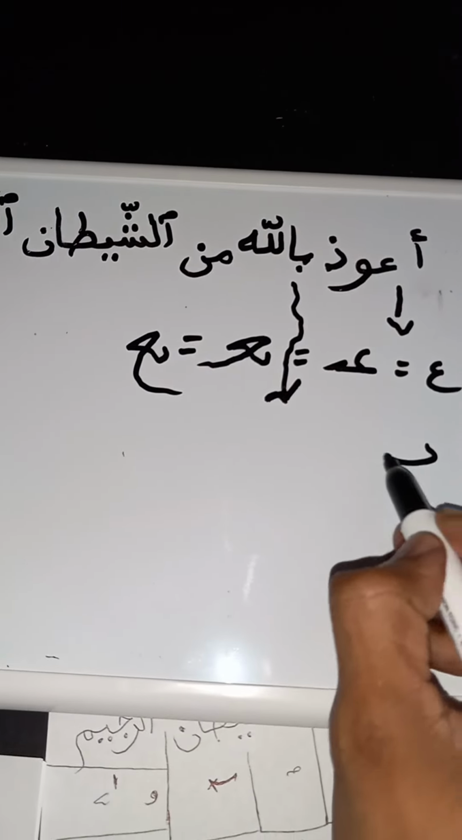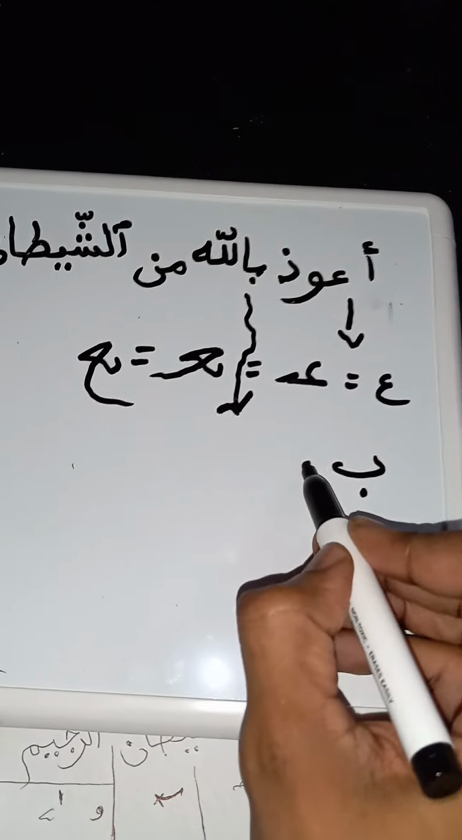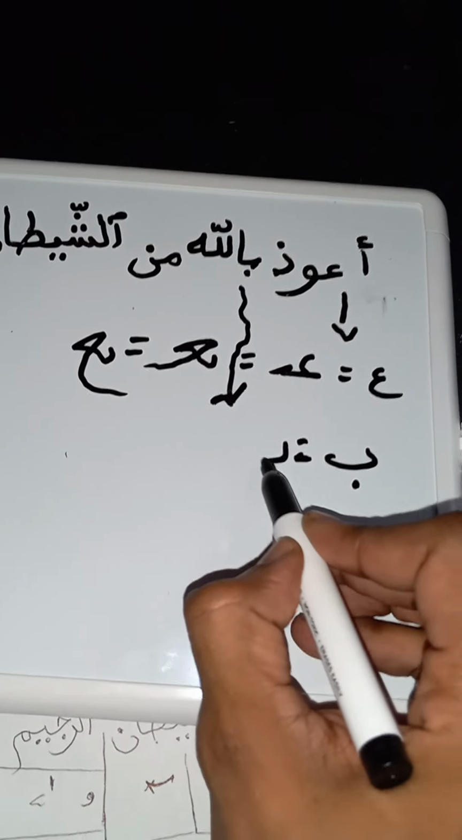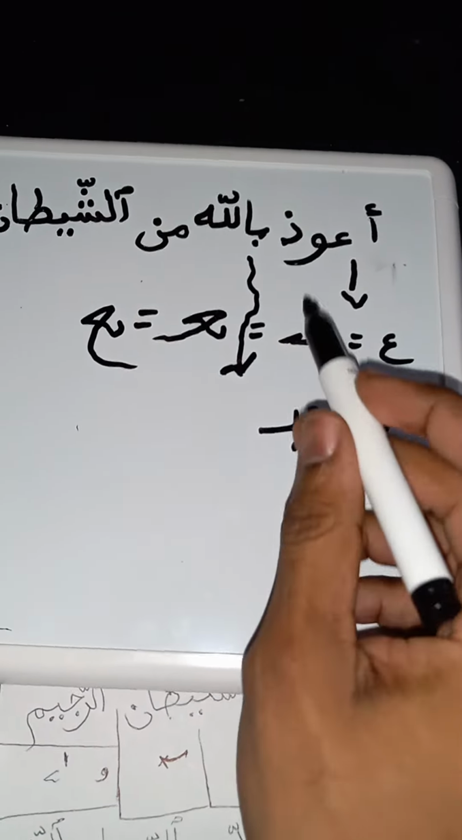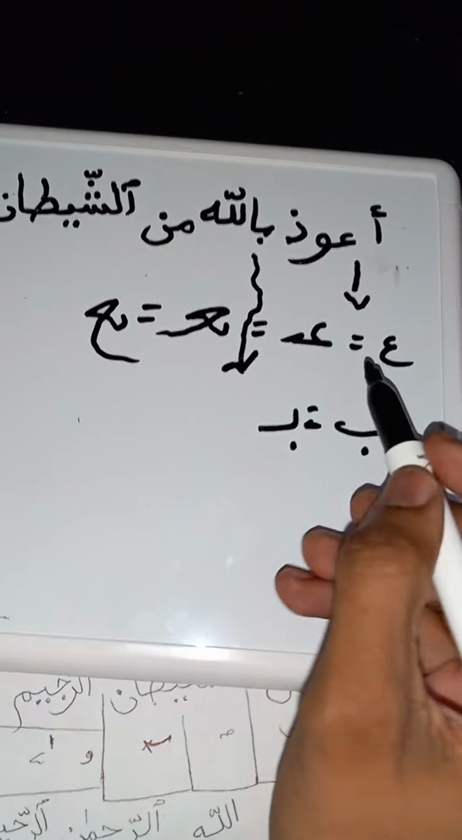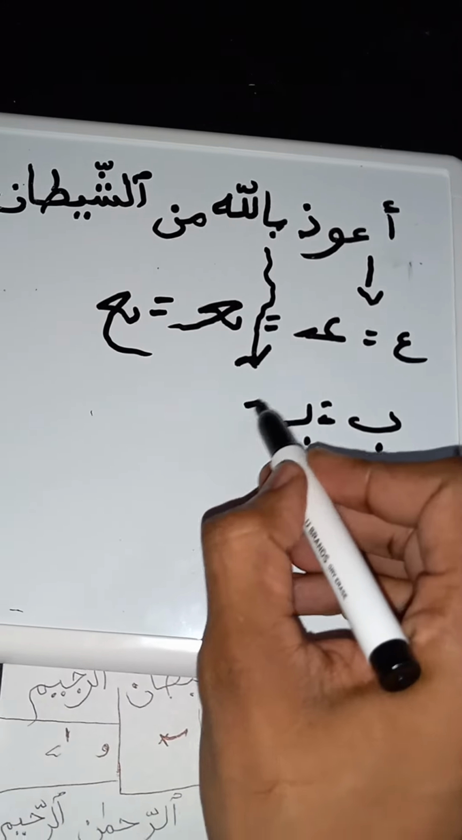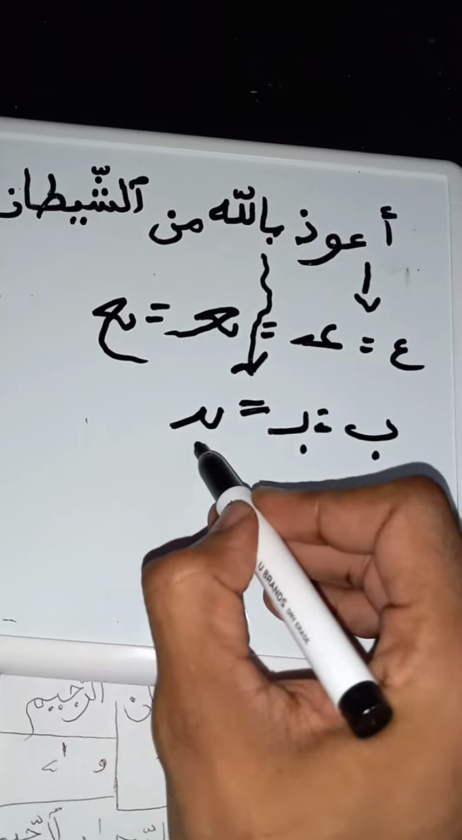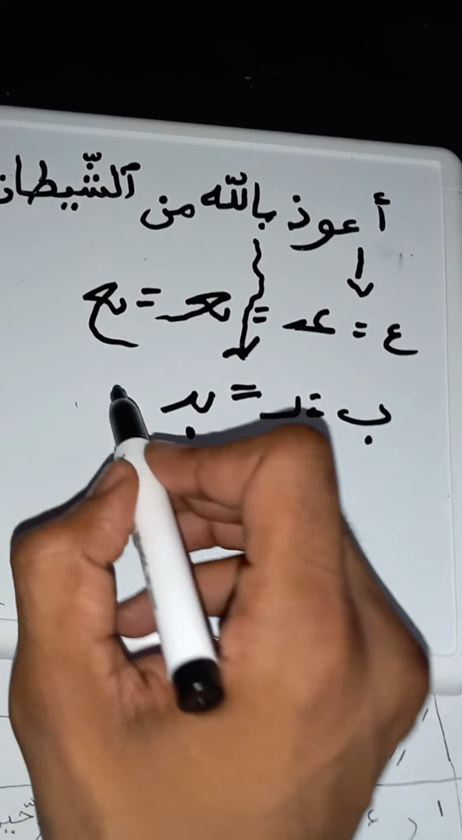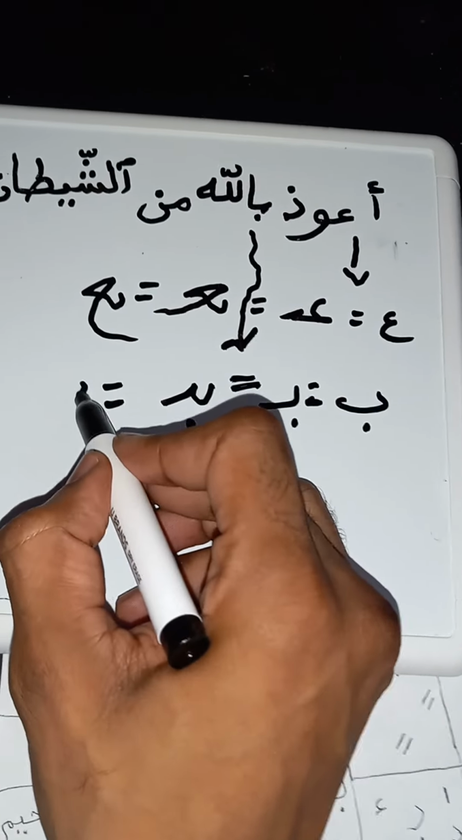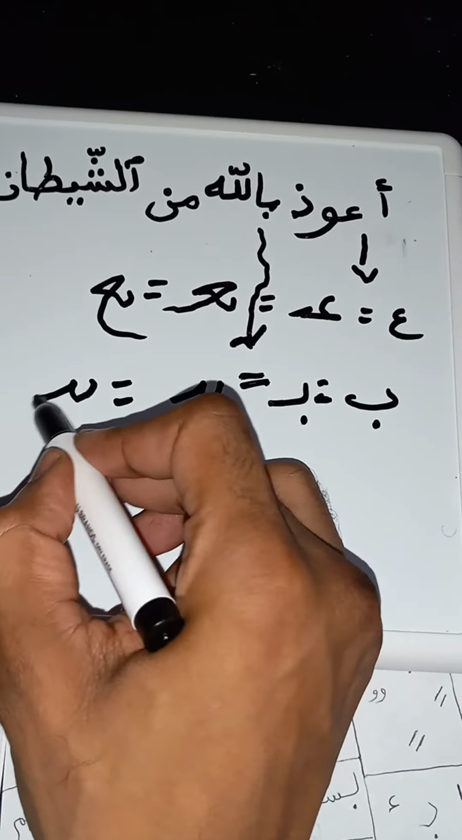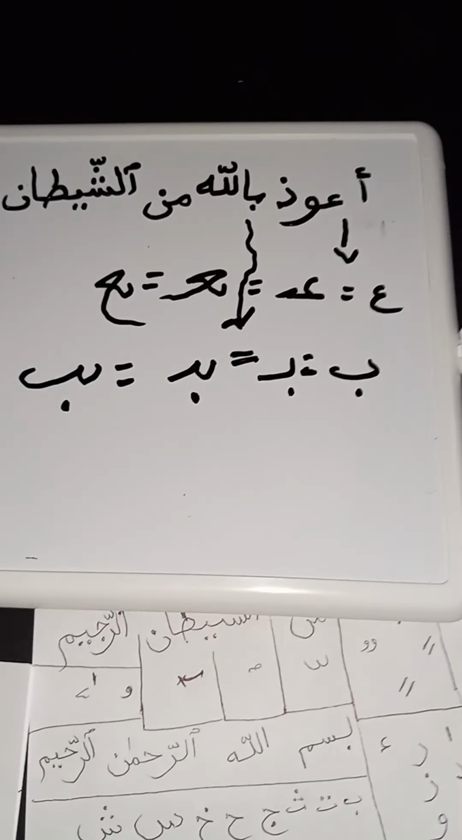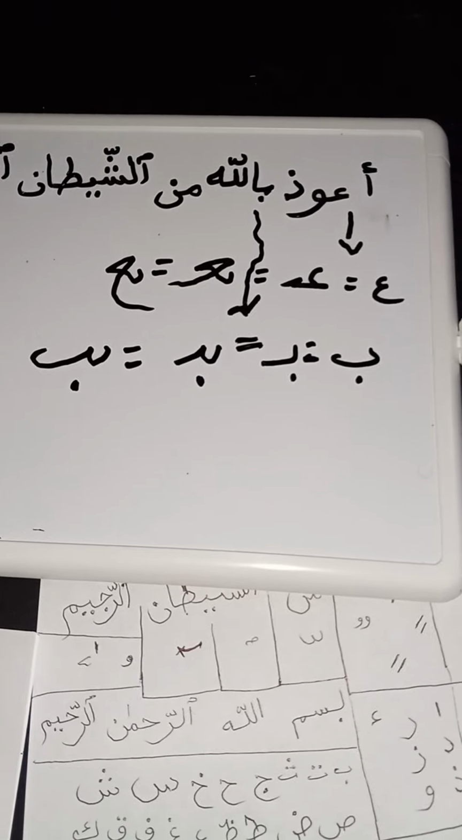The Ba looks like that when it's alone, but at the beginning, it looks like this, just like we have it up here. The middle is just a dot on the bottom. This is a Ba. At the end of the word, the Ba looks like this. So we have to know these letters, what they look like when they are on their own, and in the beginning of the word, the middle of the word, the end of the word.